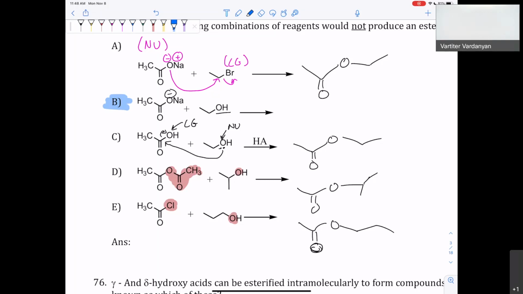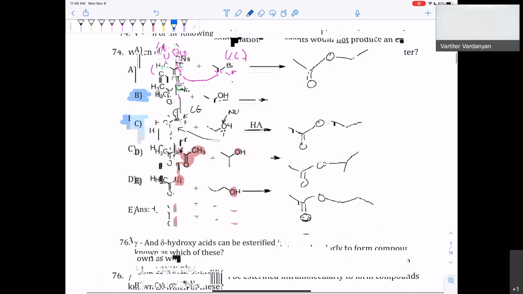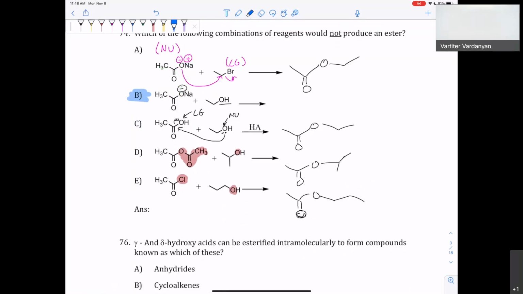Unfavorable. And wink, wink, nudge, nudge, he does tend to have something similar to this on the exam. And this usually is like the catch or whatever. Yes. Yeah, because we have a negative on the carbonyl, and then we have an OH, which is also nucleophilic. Okay.